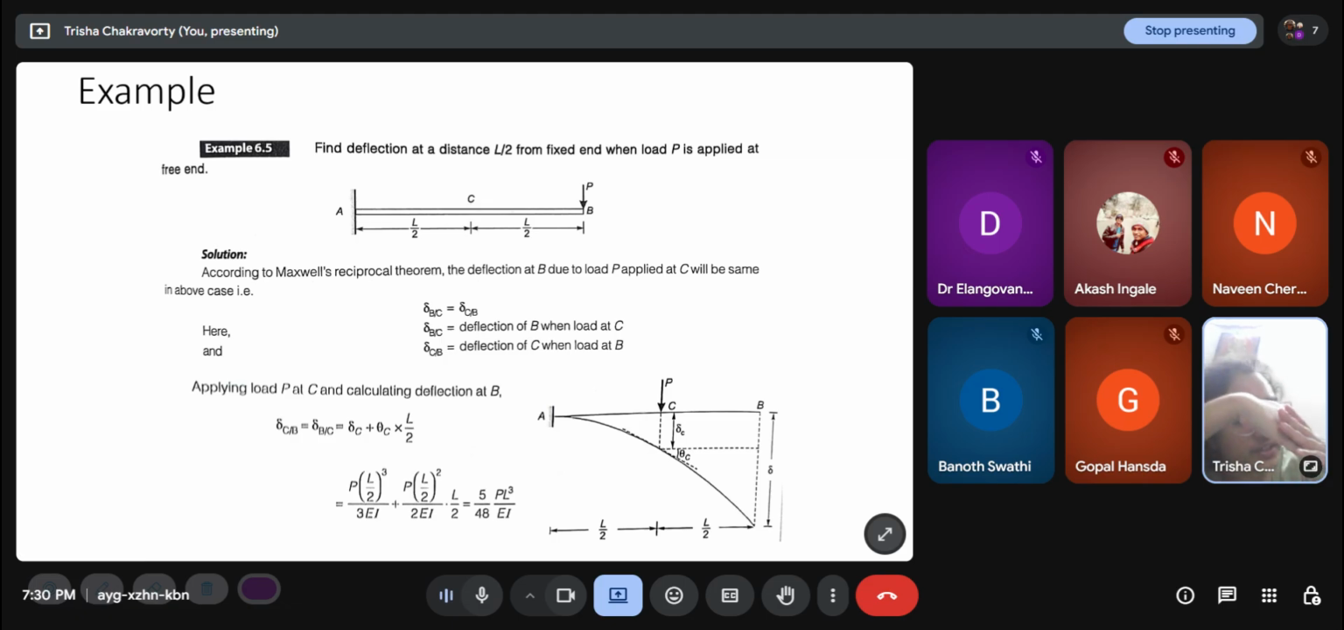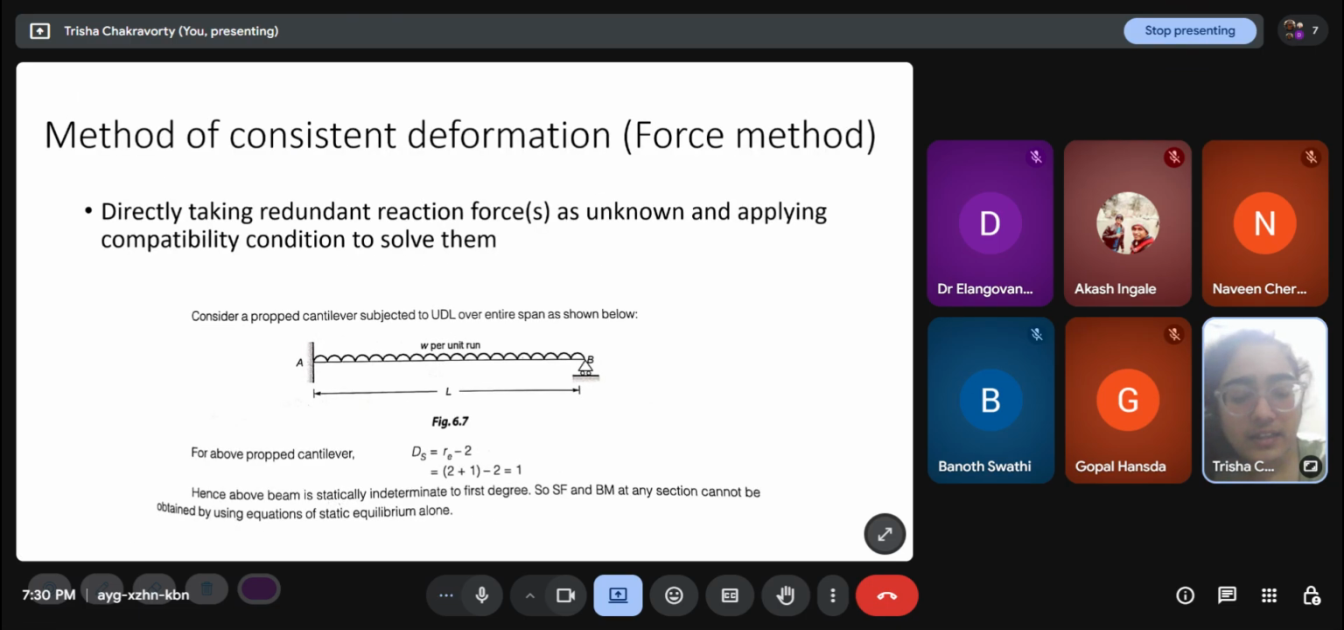Then some slope has been generated, and since there is no applied load in the CB portion, this acts as a straight line deformation now. So the deflection at C plus the slope at C into this remaining length is equal to the total deflection. So P(L/2) cube by 3EI plus P(L/2) square by 2EI into L/2. So this is the formula, this is the answer we get. Okay. Now we will go into method of consistent deformation, force method.